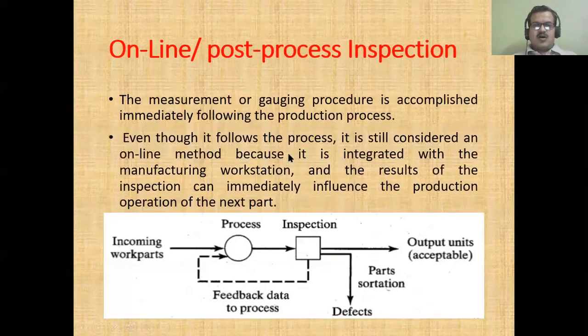And in online post-process inspection, you can see here, this is the process. Immediately after the completion of the process, the inspection station is there. Here the inspection would be done and immediately the feedback would be given to the manufacturing process. And then the part sortation would be done, either defective or acceptable units.